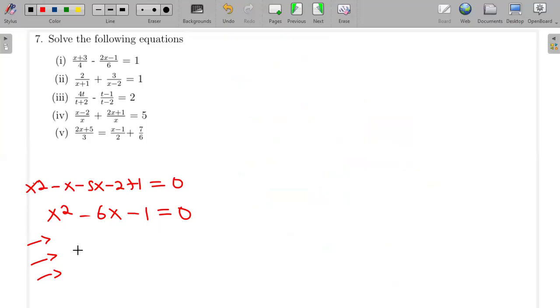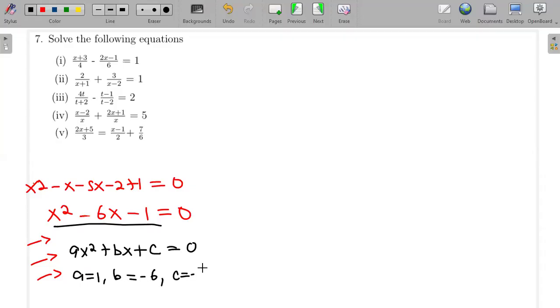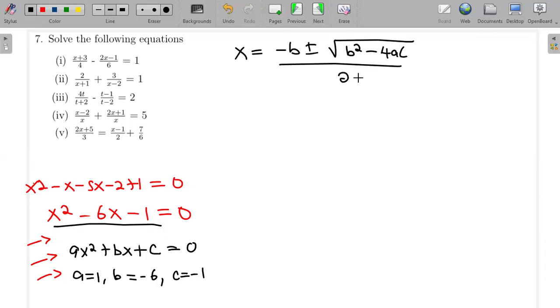So now remember the general equation of a quadratic equation is ax squared plus bx plus c is equal to 0. So meaning the coefficient of x squared is our a, the coefficient of x is our b, and then the constant there is c. So from here, we see that a is just 1, b is minus 6, c is minus 1. So remember the quadratic formula is x is equal to minus b plus or minus the square root of b squared minus 4ac, divided by 2a.